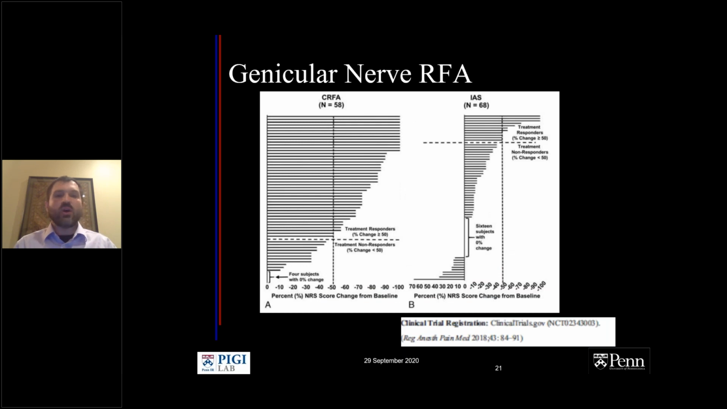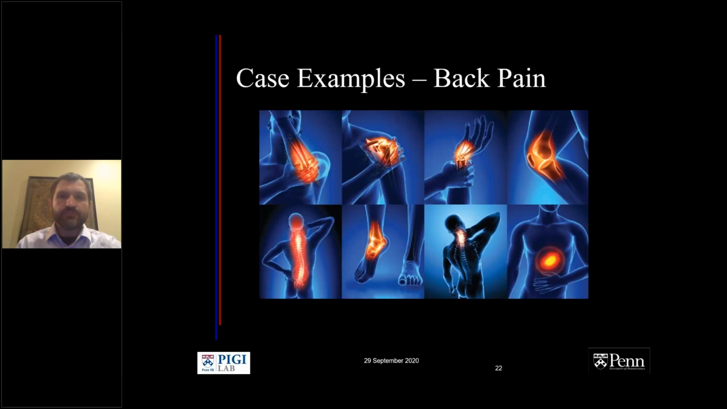And this is just their what they call waterfall plot, where you look at percent change, and they set the metric to be you had to have a greater than 50% decrease in your pain score. And most of the patients had this greater than 50% decrease in the pain scores, whereas very few patients at 6 months had a significant decrease, 50% decrease in their pain score using intra-articular injection. So again, not a long-term solution for their chronic knee pain. Let's talk about back pain.